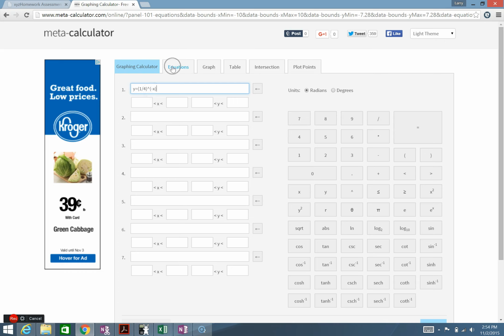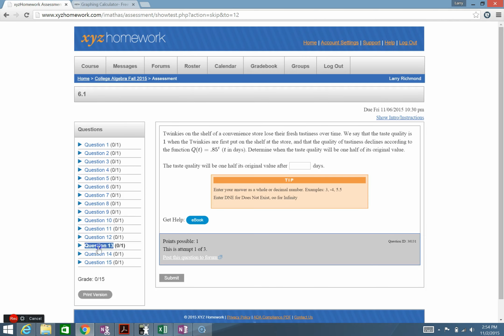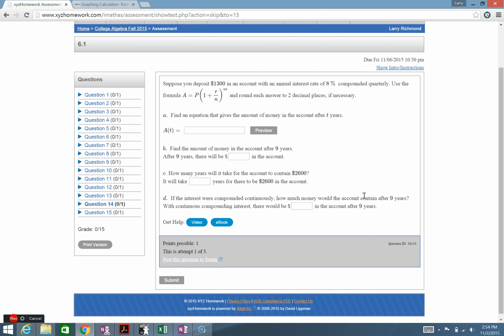All right, I'm going to look at one more problem from the assignment. I'm going down and looking at problem number 14. It gives us this equation. Suppose you deposit $1,300 in an account with an annual interest rate of 8% compounded quarterly. Use the formula A equals P times 1 plus R divided by n, to the power of nt.